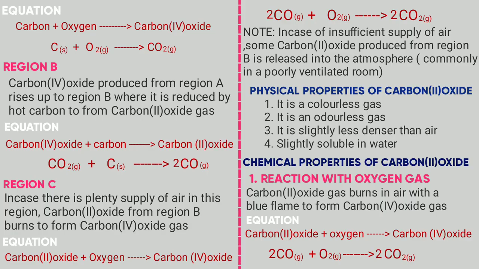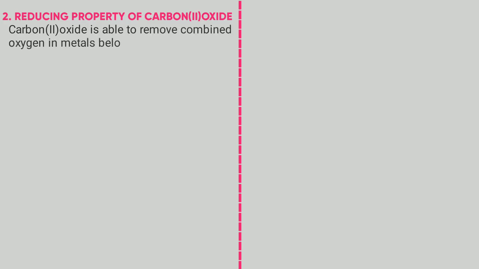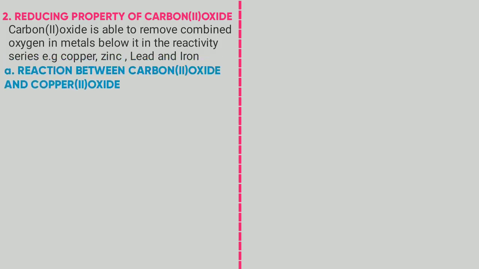Now 2 is the reducing property of carbon 2 oxide. Carbon 2 oxide is able to remove combined oxygen in metals, e.g. copper, zinc, lead and iron. A, reaction between carbon 2 oxide and copper 2 oxide. The chemical equation is CO gas plus CuO, that's copper 2 oxide, arrow Cu copper plus CO2 gas.